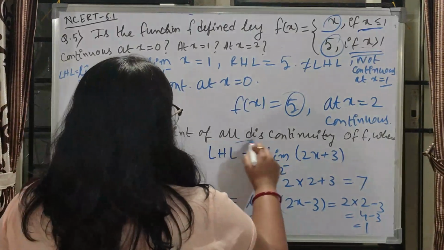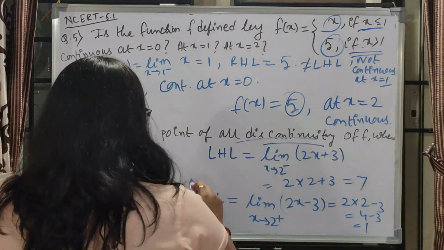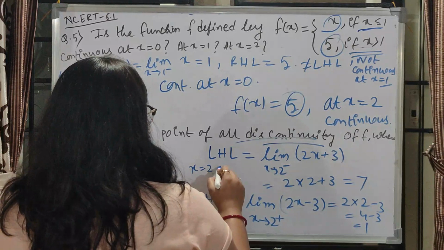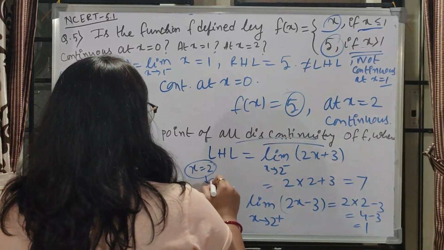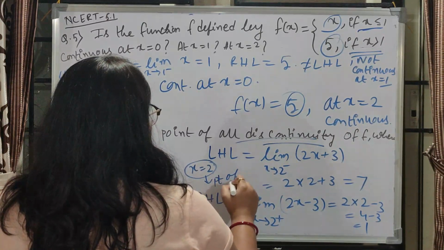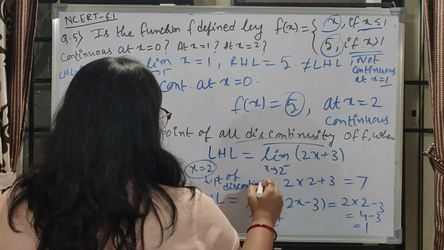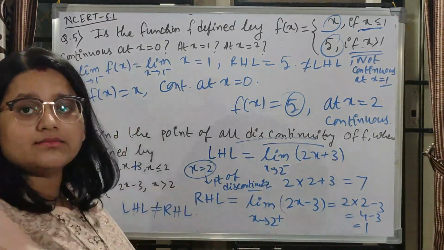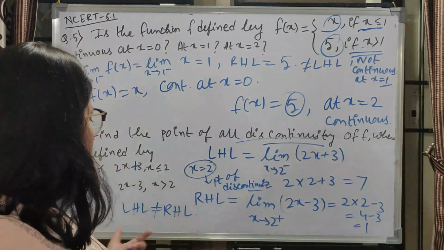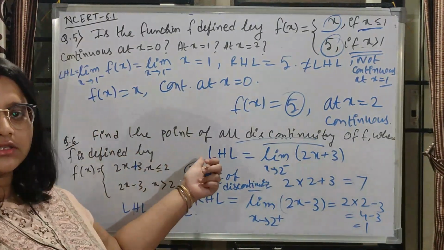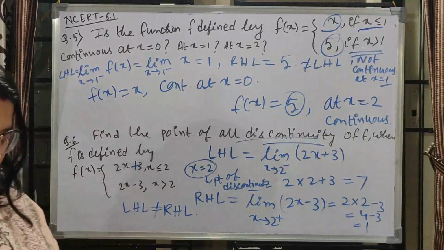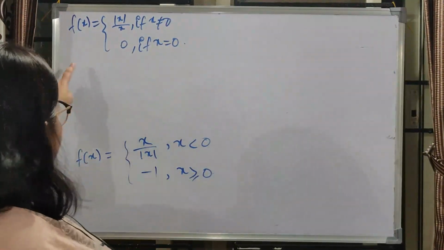So you need to find the point of discontinuity. So at x equal to 2, this will be the point of discontinuity. Okay, clear? So we'll see some more examples, some more questions based on this. Okay, see these two problems.